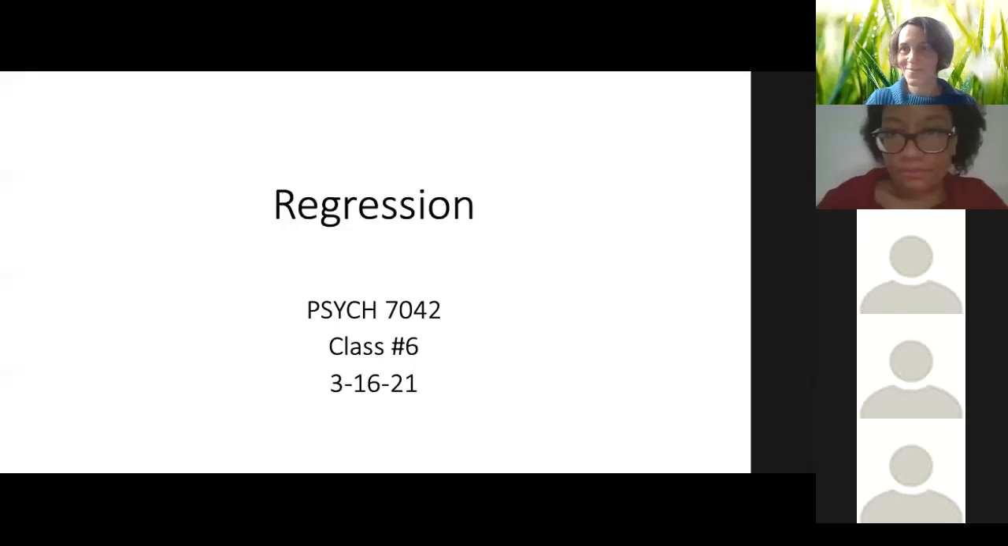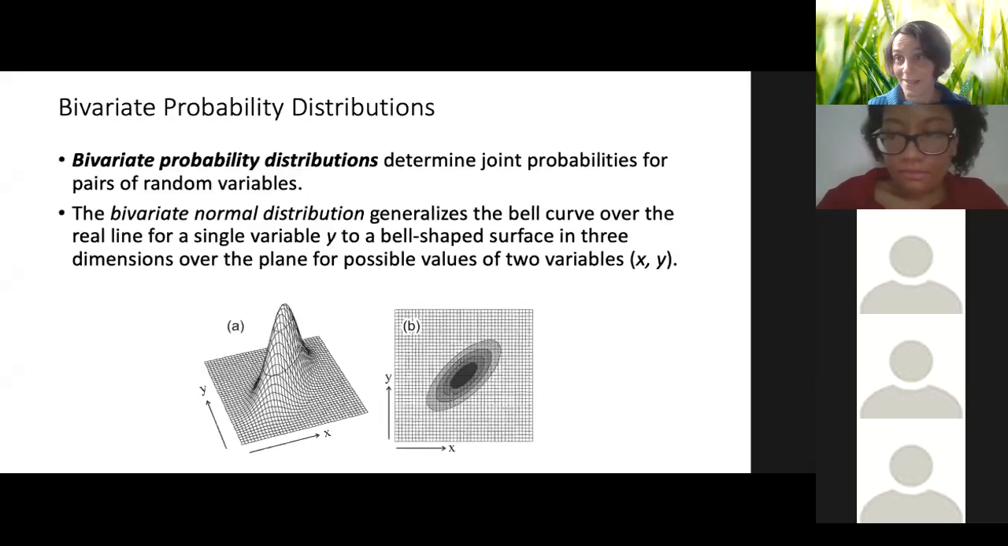All righty. So before we get started with actual regression models, I wanted to talk a little bit more about bivariate probability distributions.